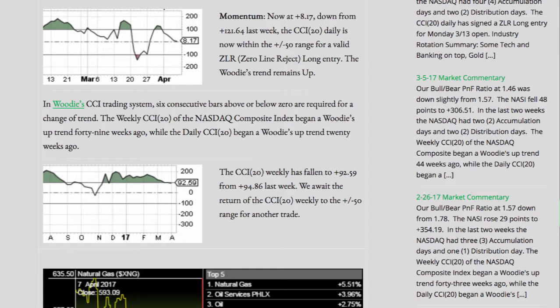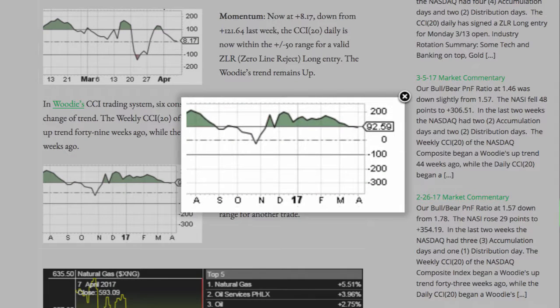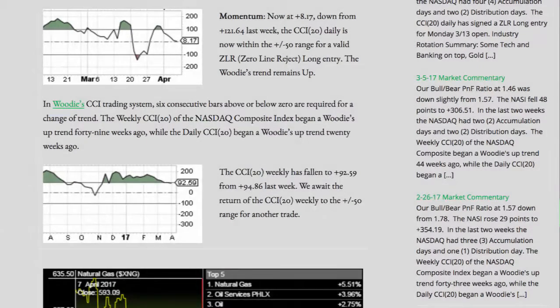The weekly CCI 20 of the Nasdaq Composite Index began a Woody's uptrend 49 weeks ago, while the daily CCI 20 began a Woody's uptrend 20 weeks ago. The CCI 20 weekly has fallen to a positive 92.59 from a positive 94.86 last week. We await the return of the CCI 20 weekly to the plus or minus 50 range for another potential trade.